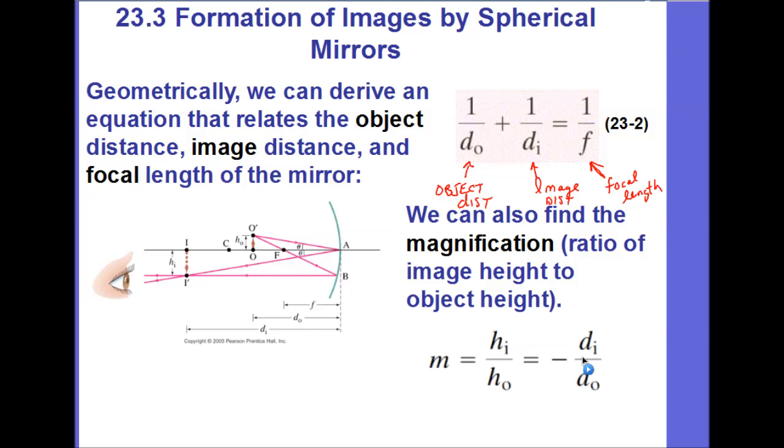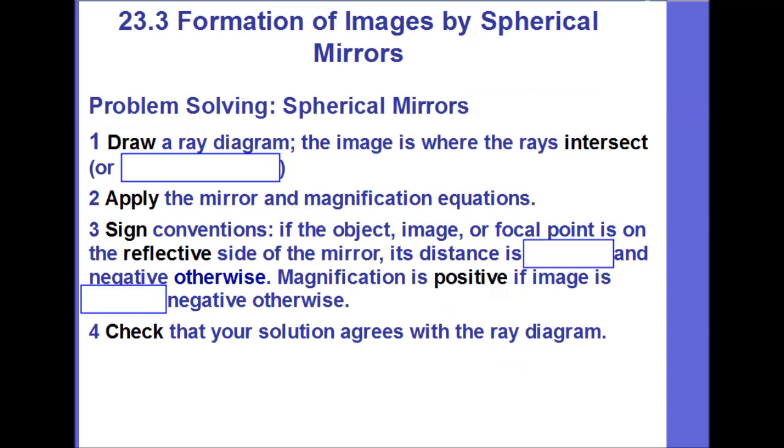It's probably easiest to do this by looking at a few examples. For problem solving, draw a ray diagram, see where the rays intersect, or just simply memorize those cases. That's what I would encourage you to do, since drawing those ray diagrams every single time would get a little bit time consuming. Then apply the mirror and magnification equations. Sign conventions have to be considered here.